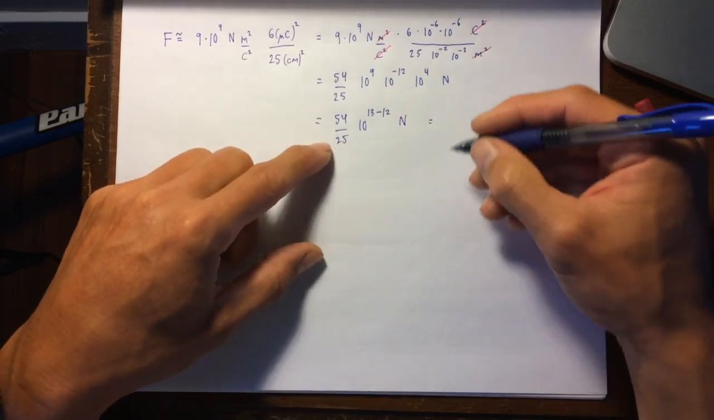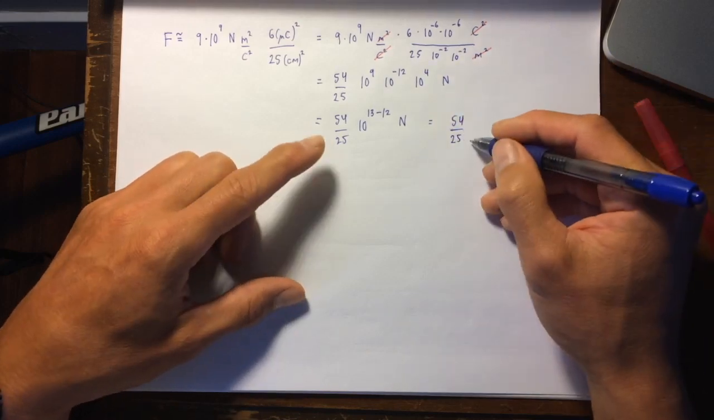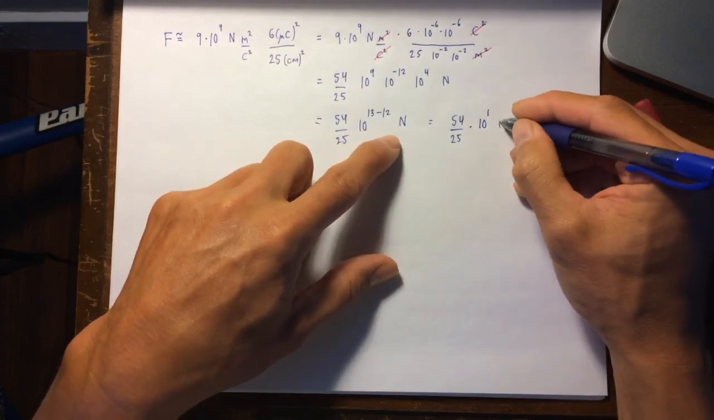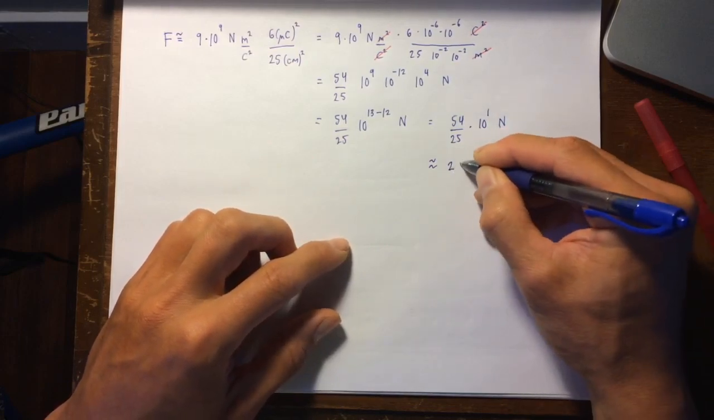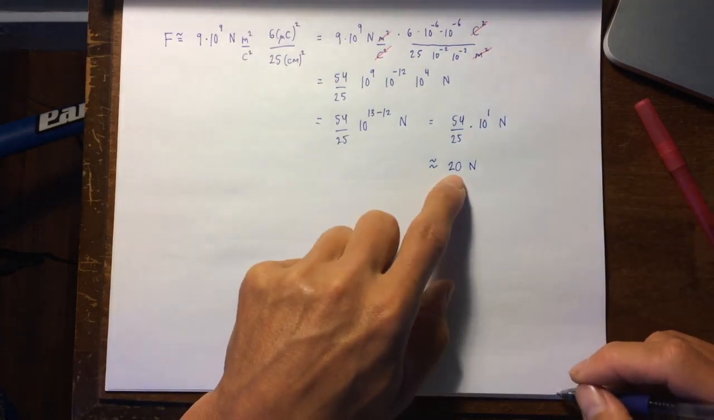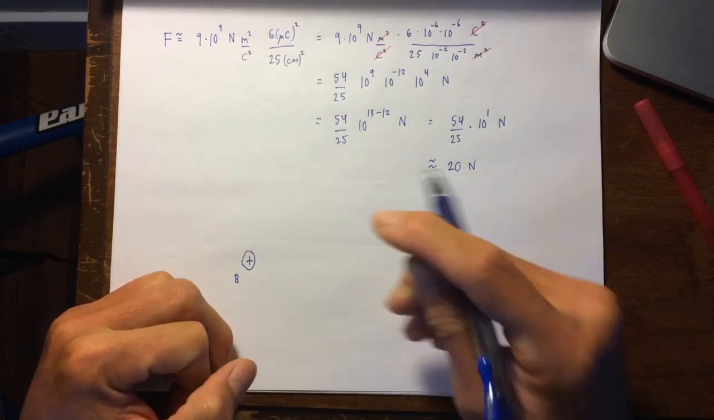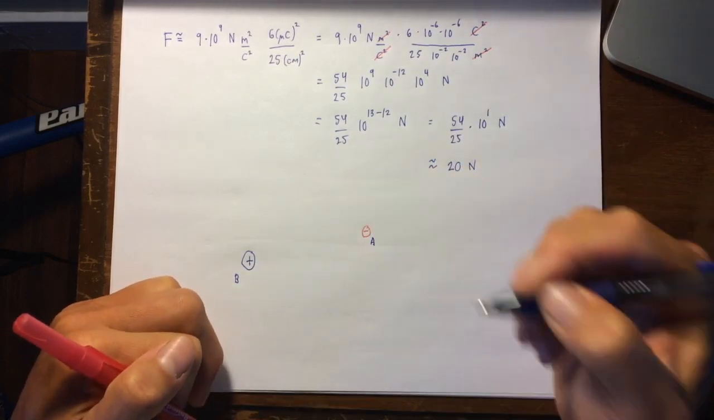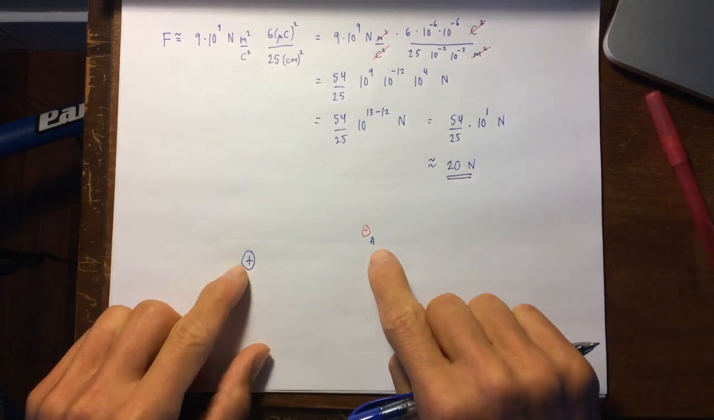Units of newtons, and then 54 over 25, whatever it is, it's about 2, a little bit bigger than 2, times 10 to the first power times the Newton. So it's roughly 20 newtons. So this is quite big. I have a picture that here is a charge B, and here is another charge A, and they have an interaction force of about 20 newtons between them.